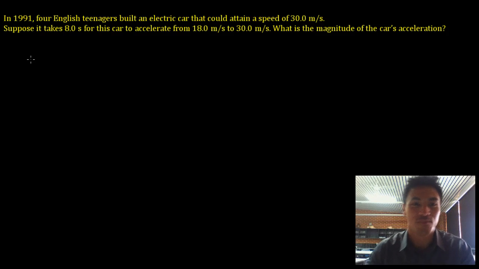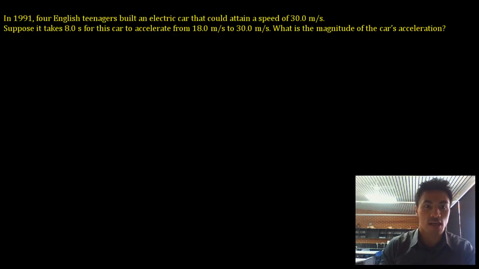So in this problem, we have some teenagers that built an electric car. It can get up to a speed of 30 meters per second. If it takes 8 seconds to get to that max speed from 18 meters per second, we need to find out the magnitude of its acceleration. First off, let's put our direction in red. Our positive direction is the direction of the car.